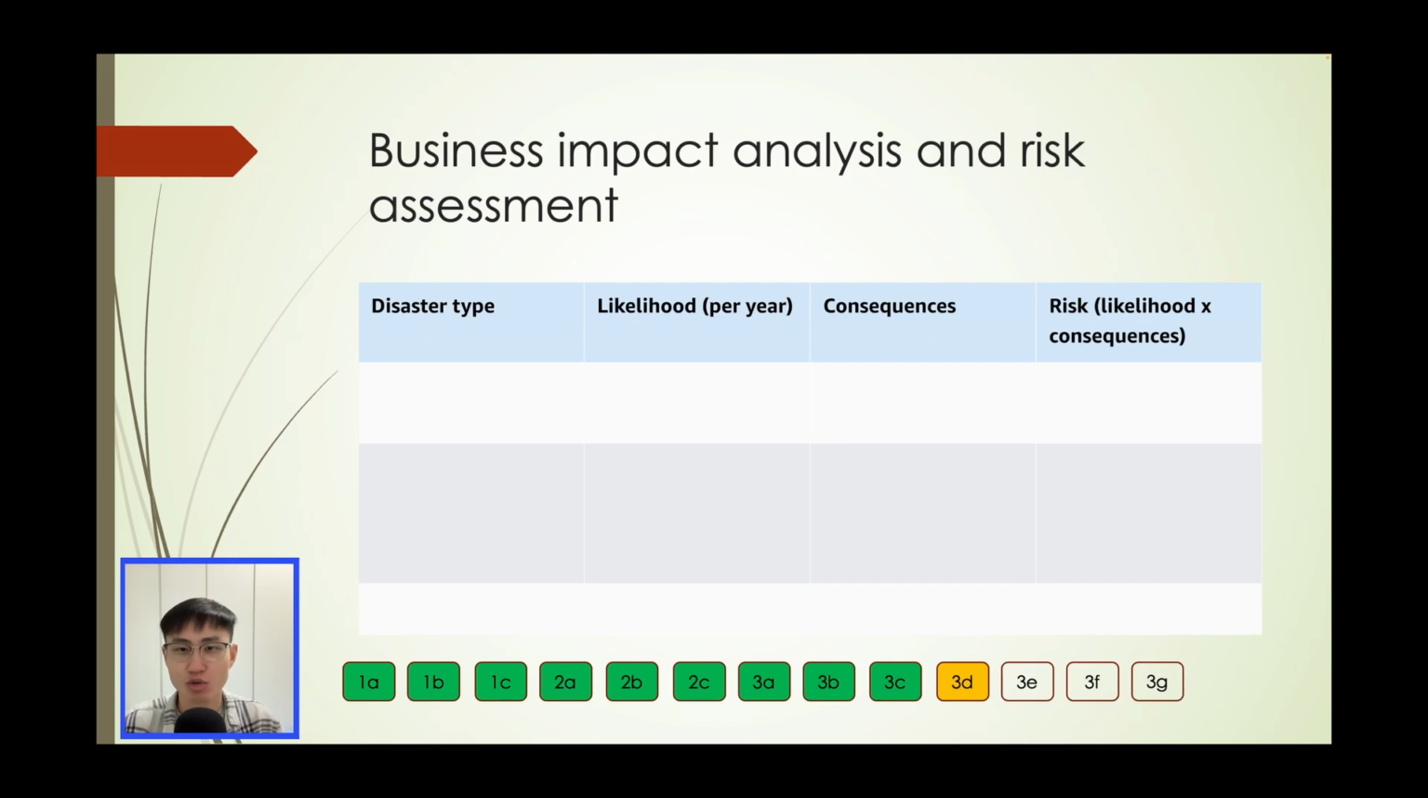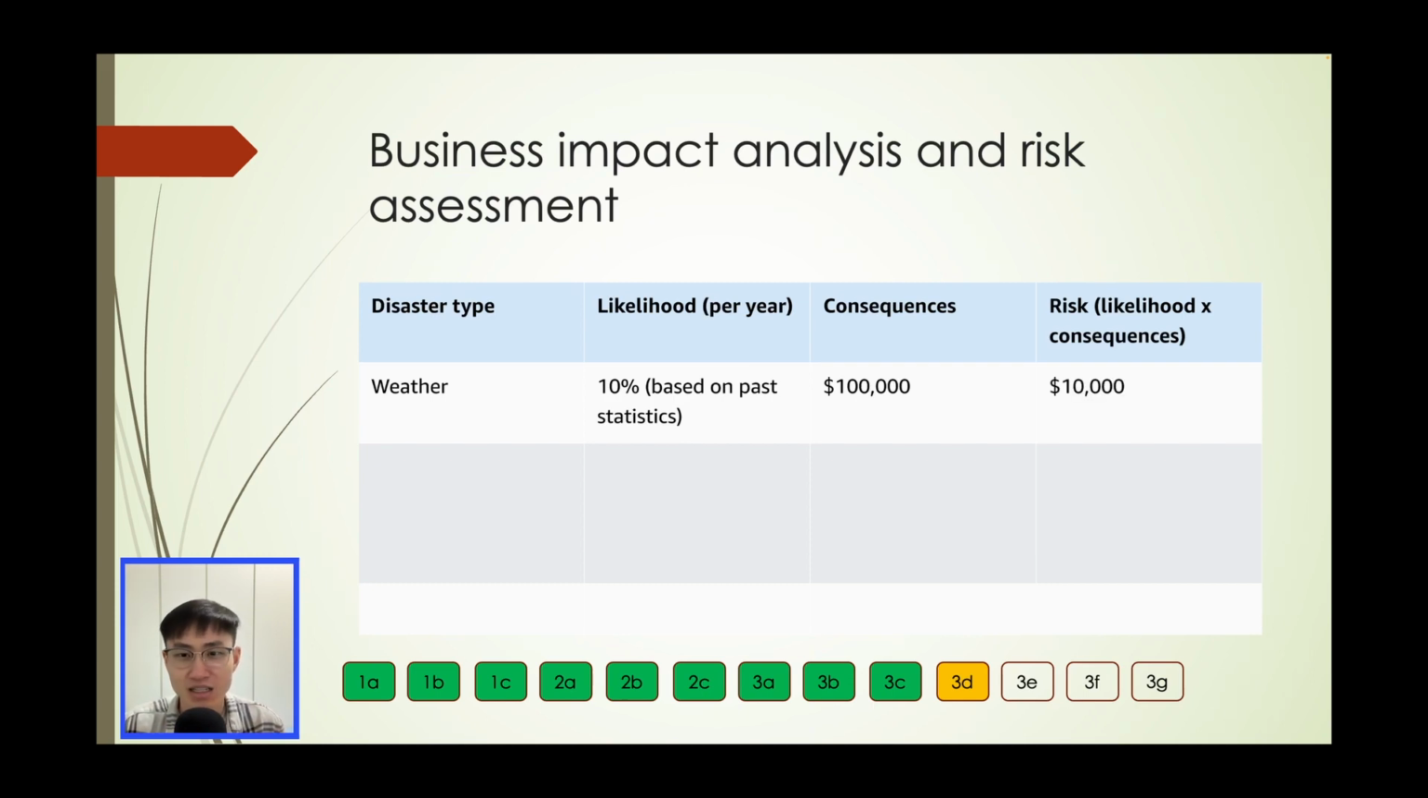Now, before we go into implementation, we should do a little bit of risk assessment and impact analysis to calculate your maximum total cost of ownership. How we can go about this is to categorize the disaster type, then the likelihood of it happening, what is the consequence in terms of cost, and finally, you get the risk by multiplying the likelihood and consequence.